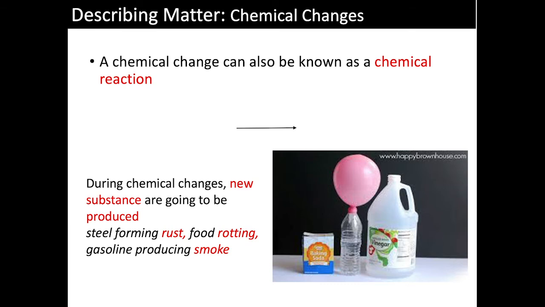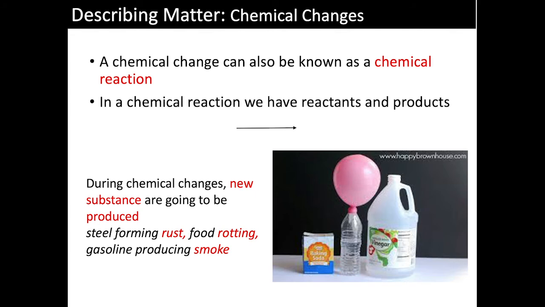A chemical change is also known as a chemical reaction. In a chemical reaction, we have reactants and products. I'll give you an example. Reactants are things that we put into an experiment, and at the end of the experiment, we're going to have something new that's created. For example, in this bottle, I've combined baking soda and vinegar. Those would be my two reactants.